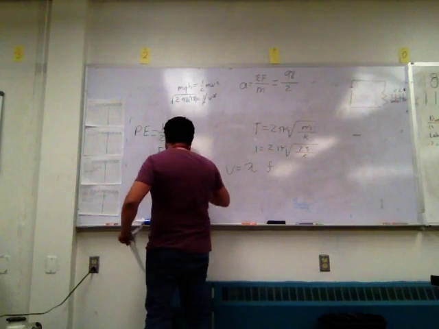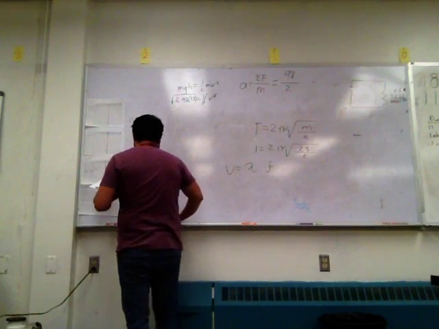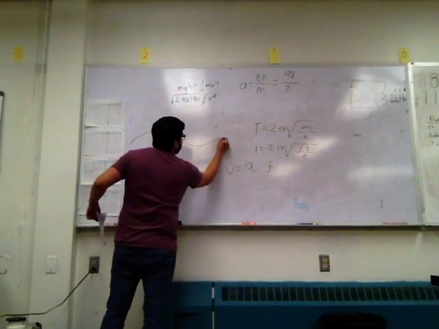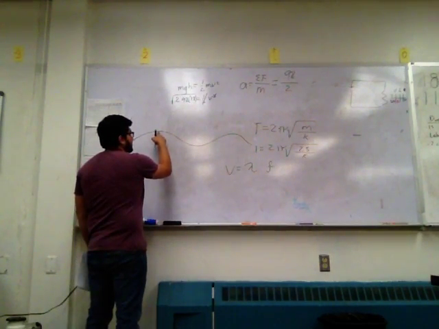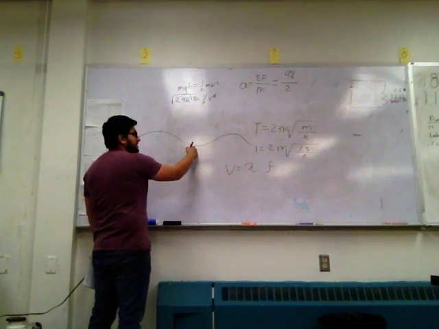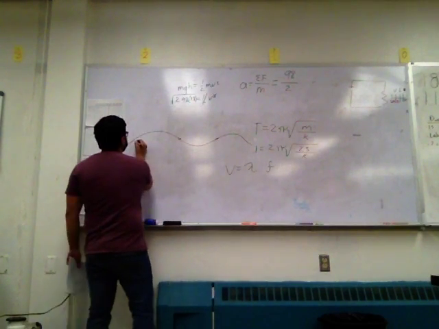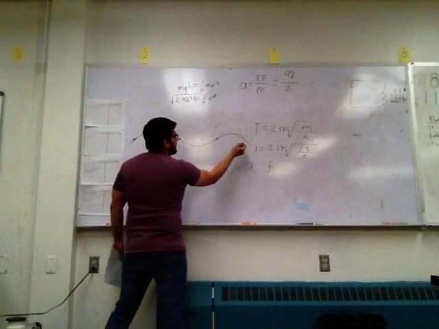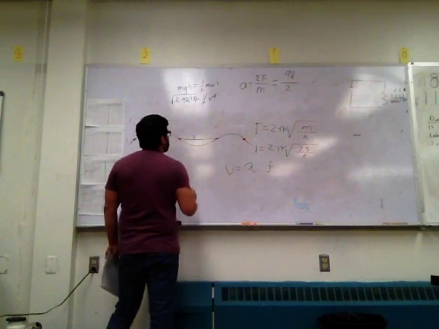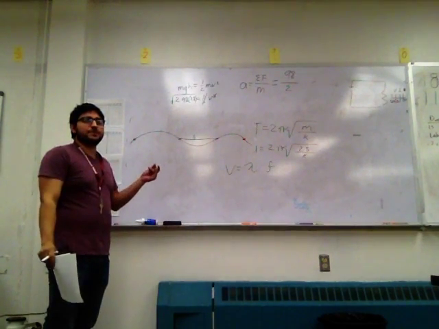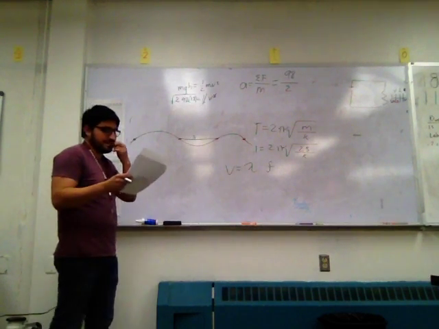So let's look at this right here. Where are the nodes? Here? No. Here? Yes. It's right there. These in between are the nodes, right? So if I know that this is 5, can I find the wavelength from here? What's the wavelength equal to? 10. That's why the answer is B.